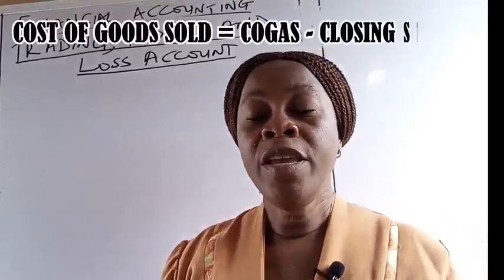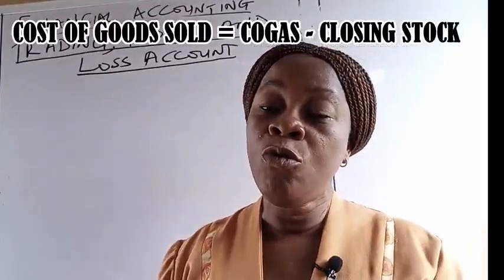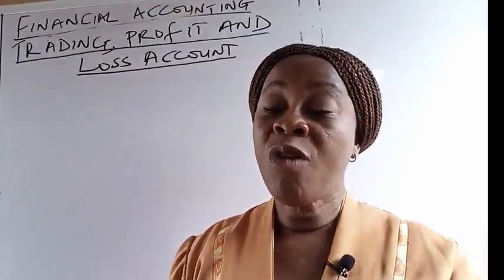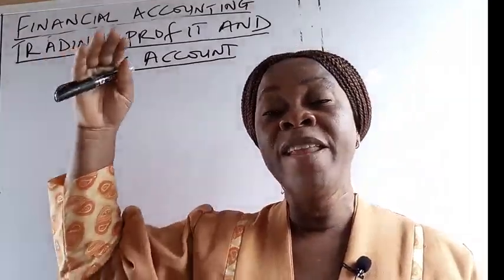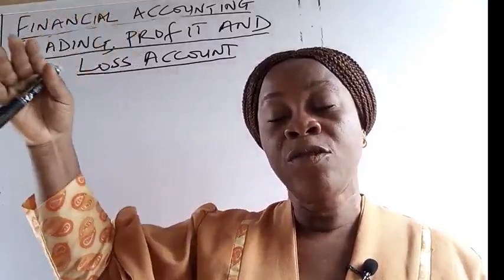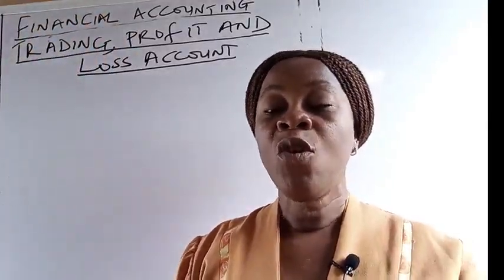Now the next thing is to compare the cost of goods sold, the actual cost of goods sold for that year, to subtract it from the net sales or turnover in order to get either the gross profit or the gross loss.